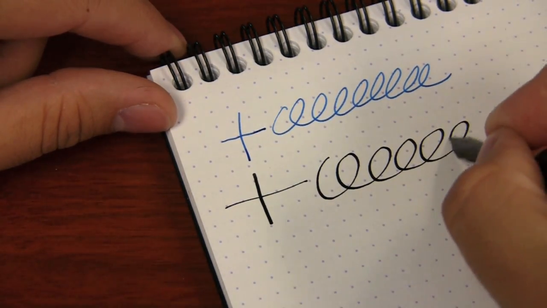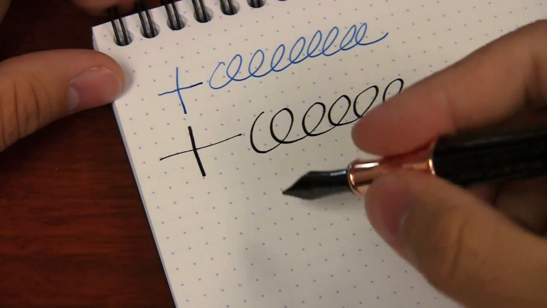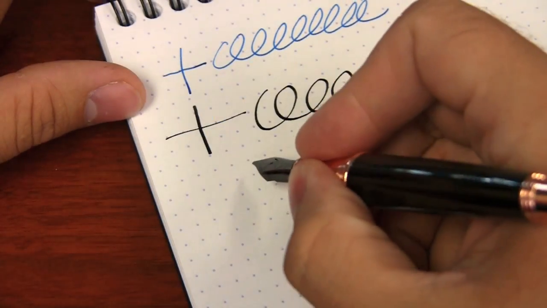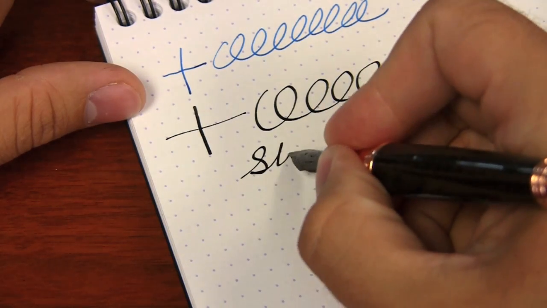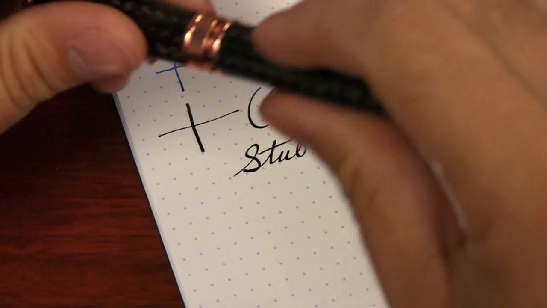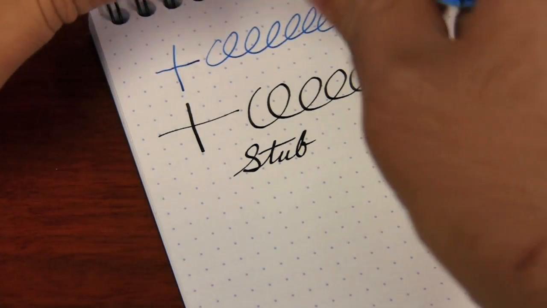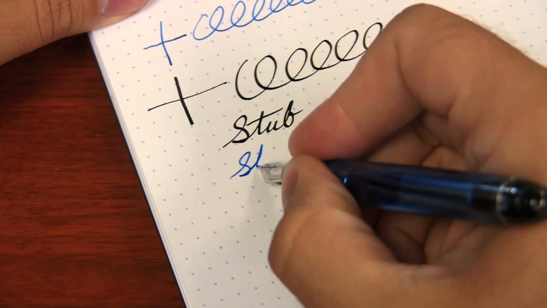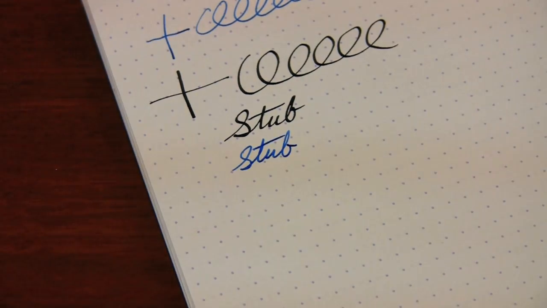And I personally am a big fan of the stub or italic nib because it gives you kind of fancier writing without really having to do much different. It jazzes up your writing and makes it look a little more like calligraphy than a regular pen does.